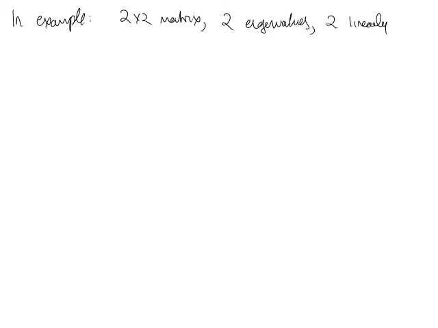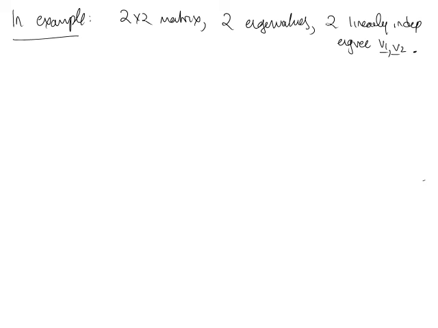In the examples that we looked at, we had a 2 by 2 matrix, and it ended up having 2 eigenvalues and 2 linearly independent eigenvectors. Of course, if you include all vectors, there are infinitely many, but for each eigenspace there's only one linearly independent eigenvector, and you can check that in this case the two eigenvectors were linearly independent.